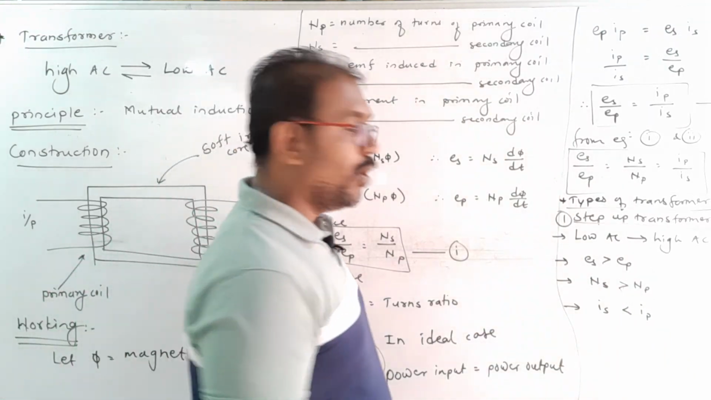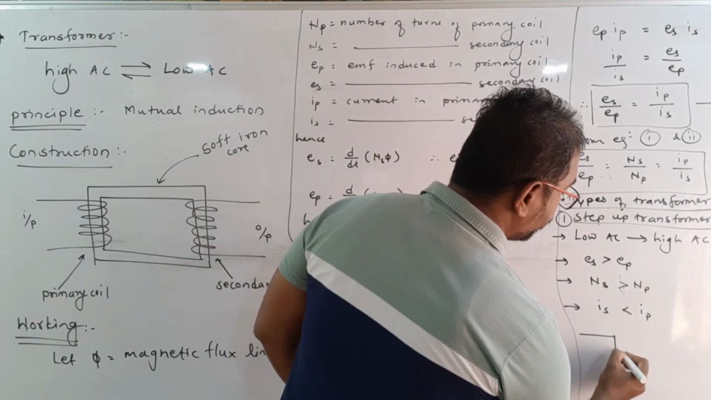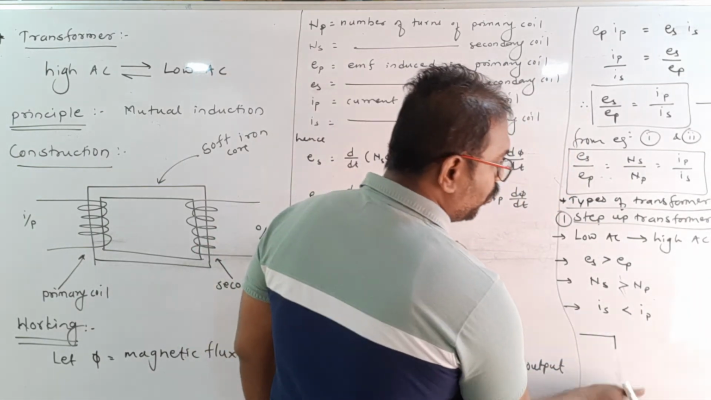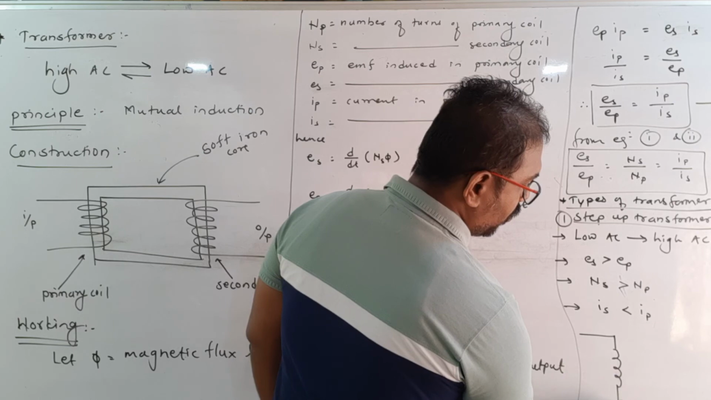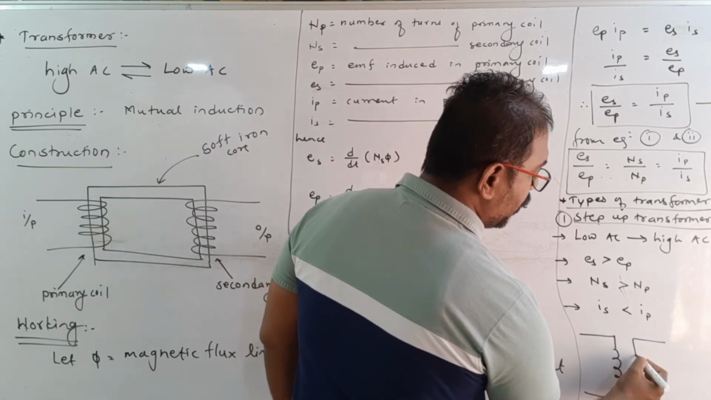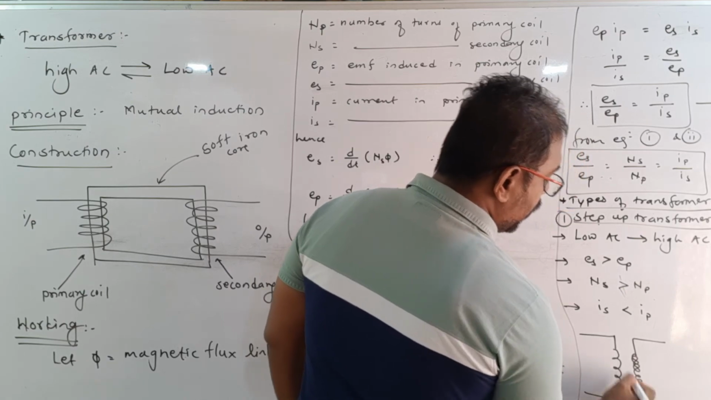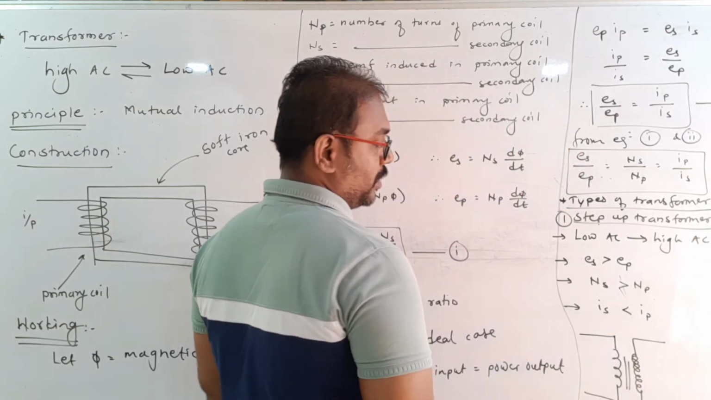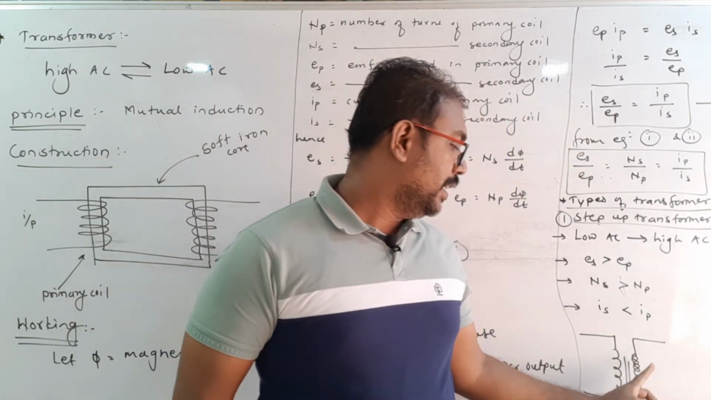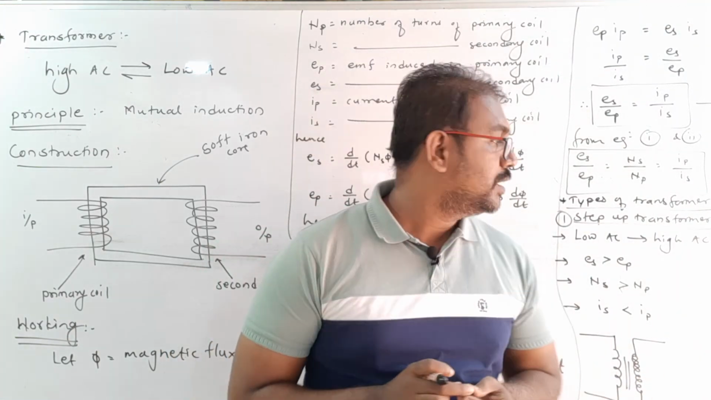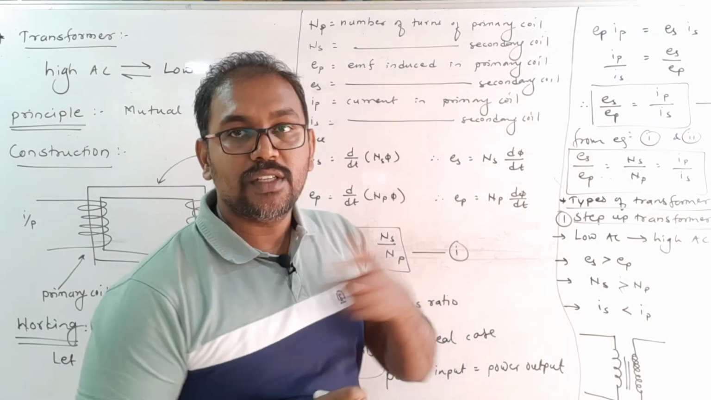We can draw a symbol of the step up transformer. You can see we have to show more turns for the secondary. So this is the symbol, and these two lines mean the core of the transformer. You can see the secondary has more turns as compared to the primary. So this is the symbol of the step up transformer.